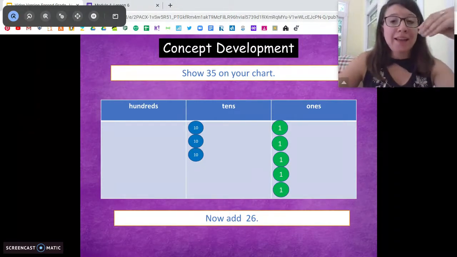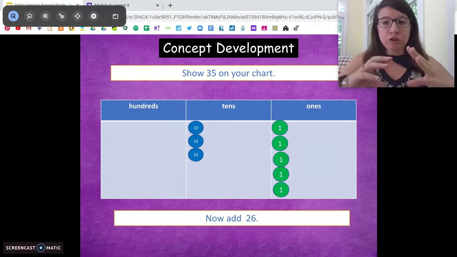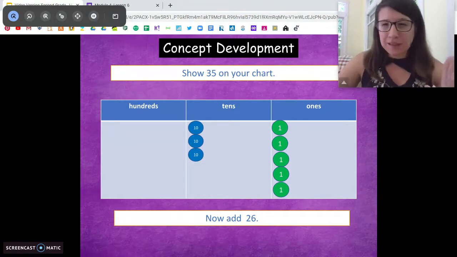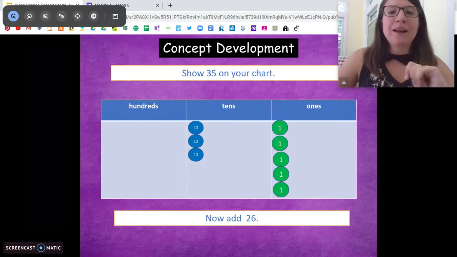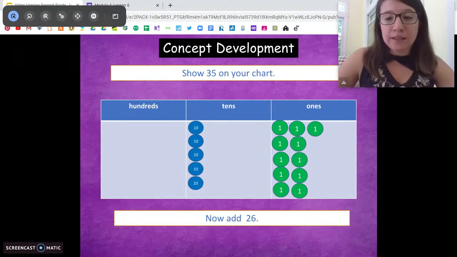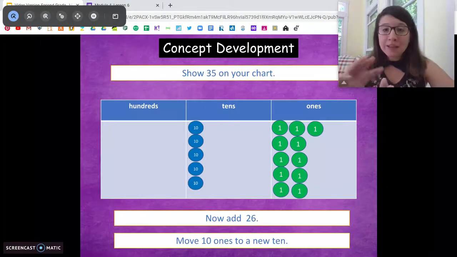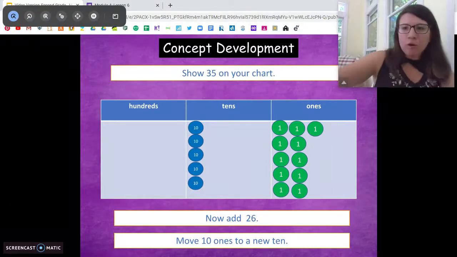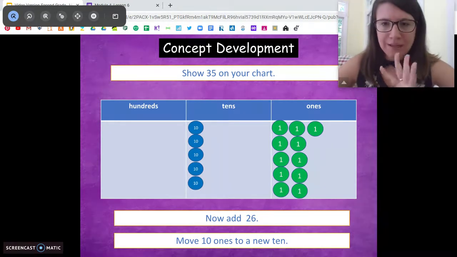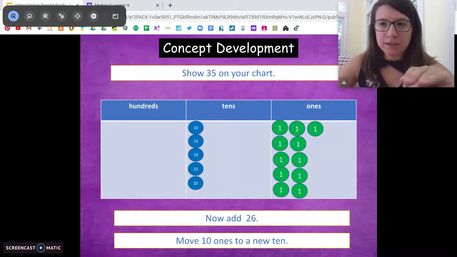When we're adding like this, make sure you're separating it in between 10s and 1s because it's going to make it easier for you. So we're at 26, and we're at 35. I want you to add 2 10s, 6 1s. That's 26. Okay? Now, take 10 1s away, slide them over, and add another 10. Make another 10. So do that now on your own. Pause and do that now.